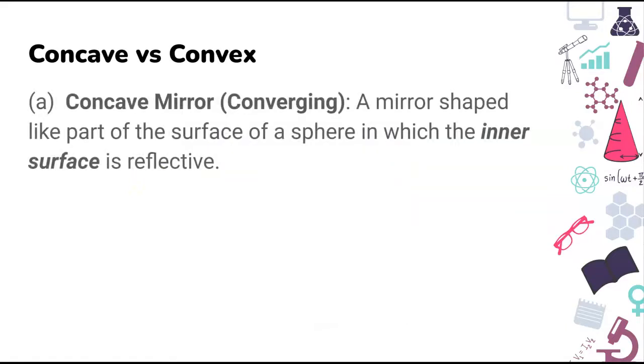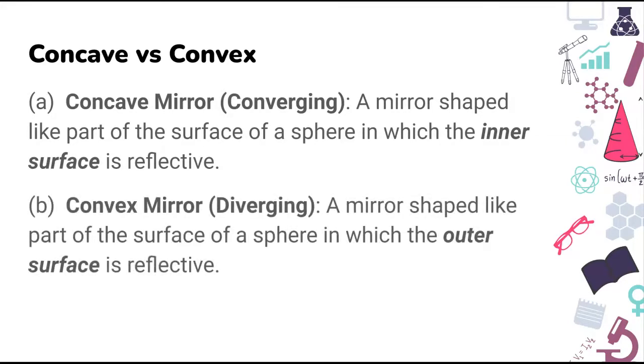So to summarize, a concave mirror or converging mirror is a mirror that's shaped like the part of the surface of a sphere in which the inner surface is reflective. And then a convex mirror or diverging mirror is a mirror shaped like the part of the surface of a sphere in which the outer surface is reflective.